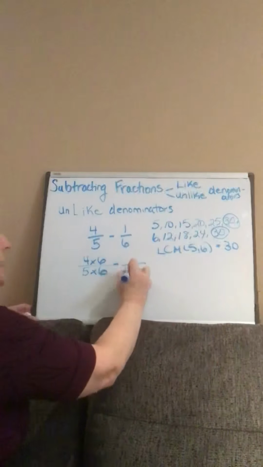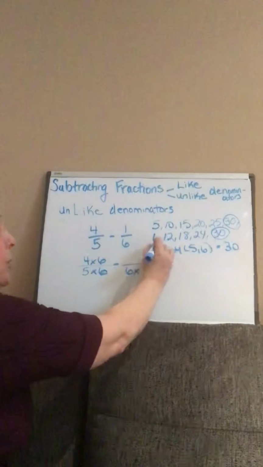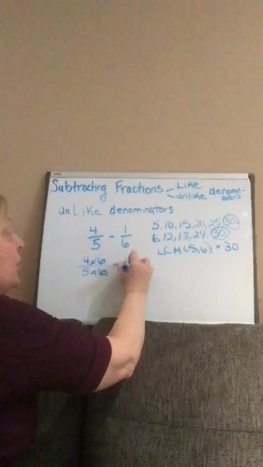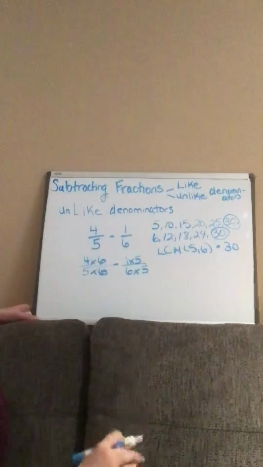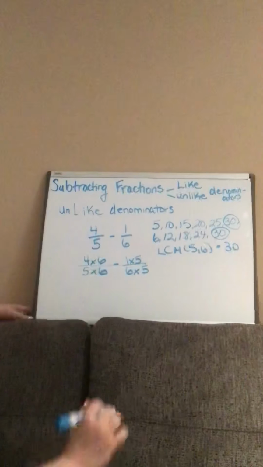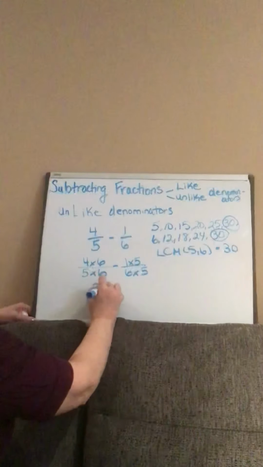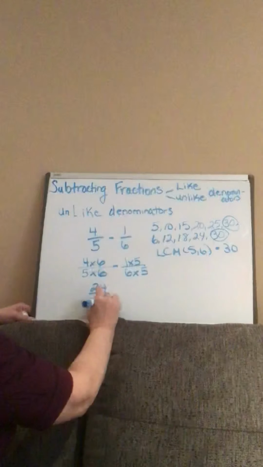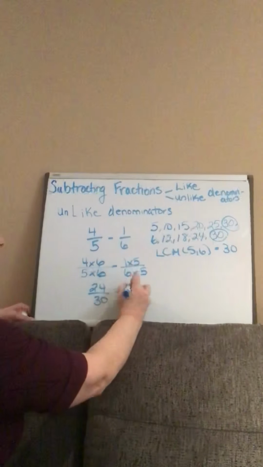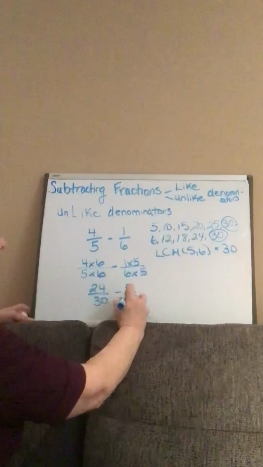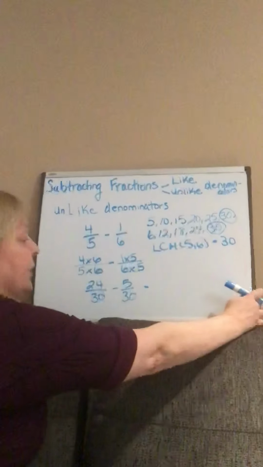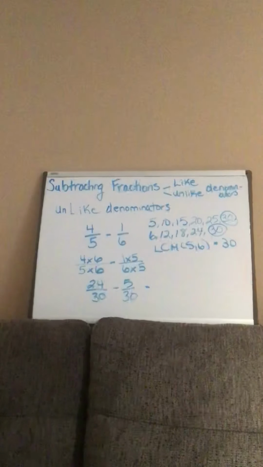Here, 6 times 1, 2, 3, 4, 5 gave me 30. So 1 times 5 becomes my new numerator. 4 times 6 is 24. And our denominator is 30. Subtract 1 times 5 is 5, and 6 times 5 is 30. I now have a common denominator of 30.